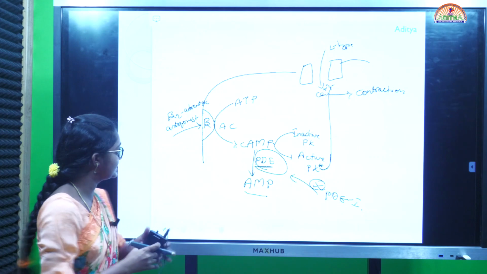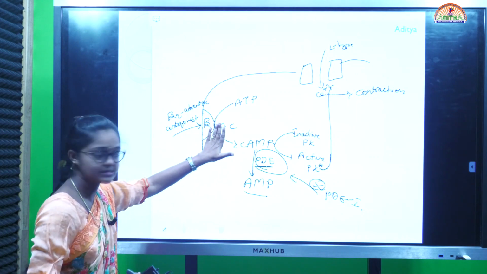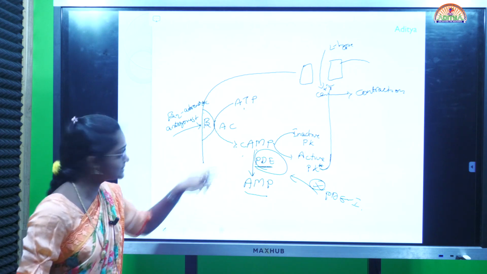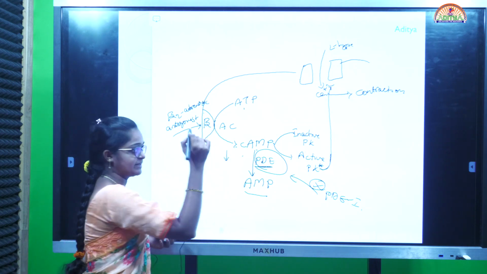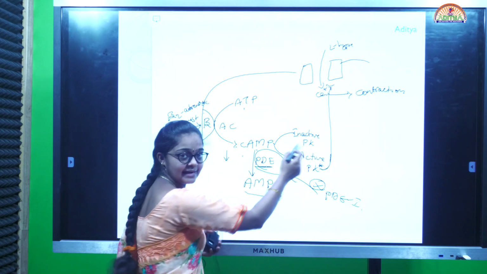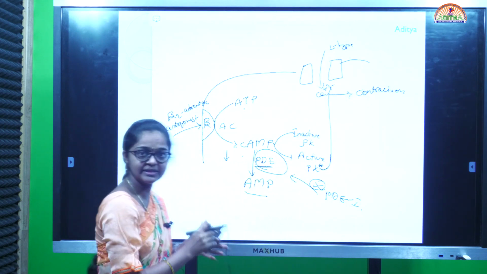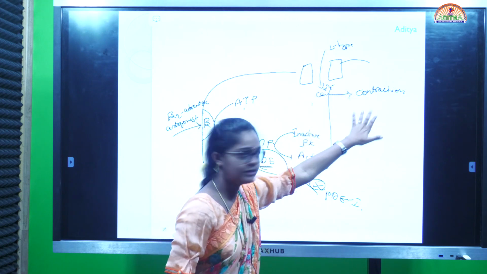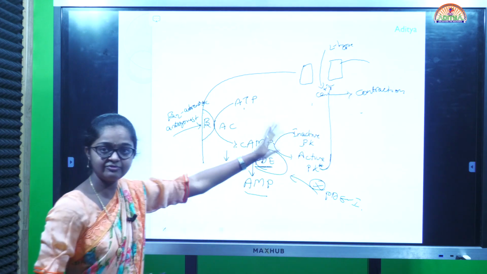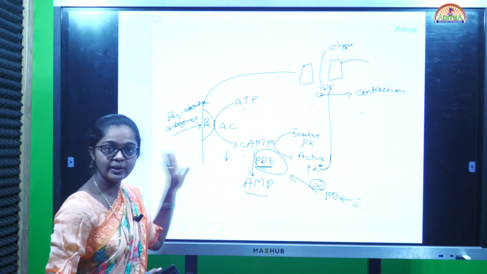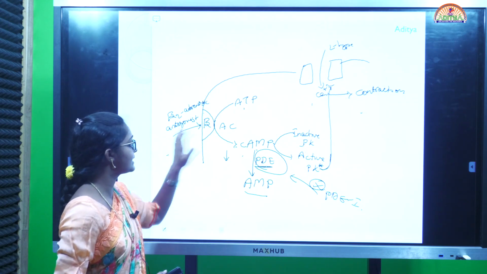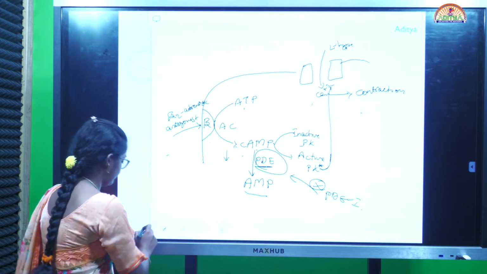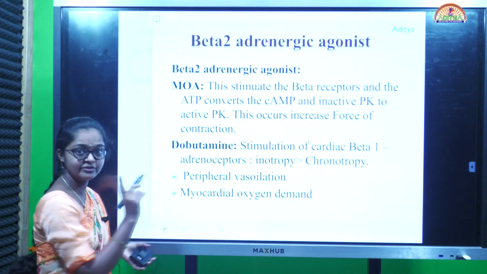What happens with an antagonist is that it directly inhibits the beta receptors, so there is no conversion of ATP into cyclic AMP. There is a decrease in levels of cyclic AMP, and inactive protein kinase is not converted into active protein kinase, so entry of calcium via L-type calcium channels leading to contraction is reduced. All these mechanisms are inhibited by the antagonist, which directly binds to the beta receptors present in the heart.